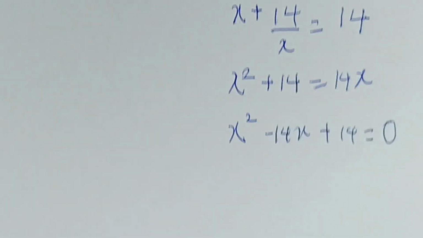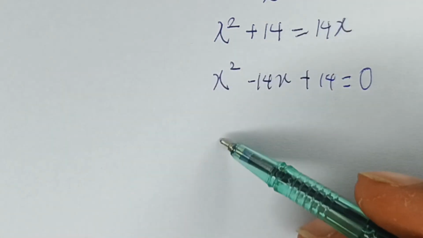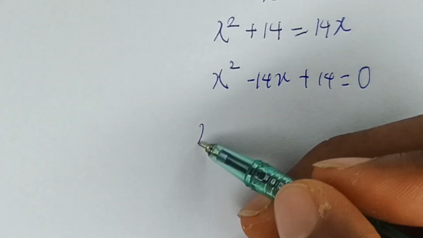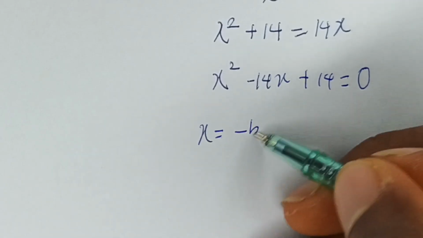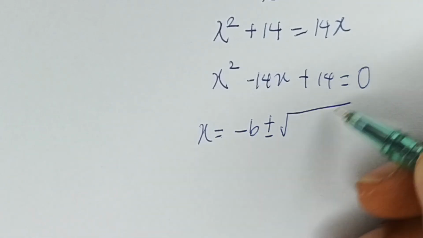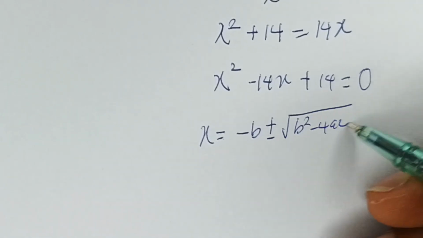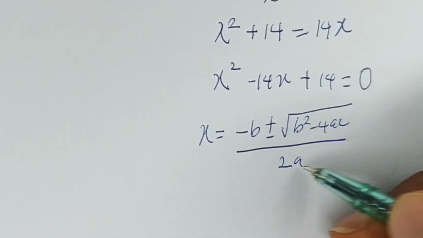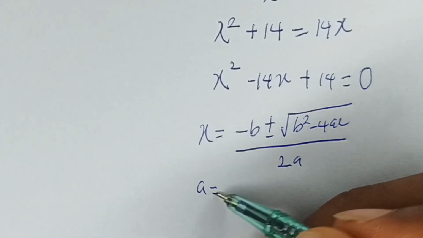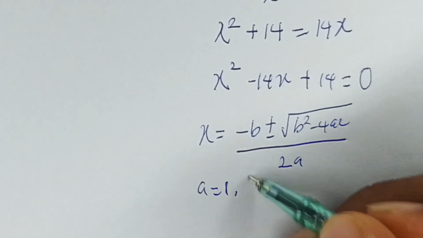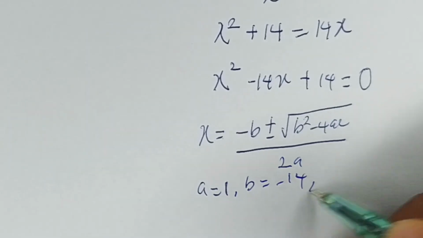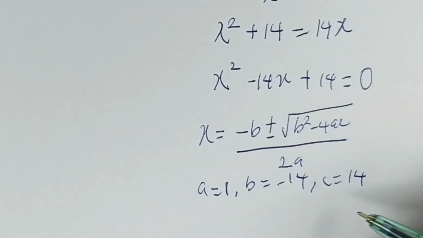What does the quadratic formula state? The almighty formula or the quadratic formula states that x is equal to minus b plus or minus square root of b squared minus 4ac all over 2a, where, from here, a is equal to 1, b is equal to negative 14, and c is equal to 14.